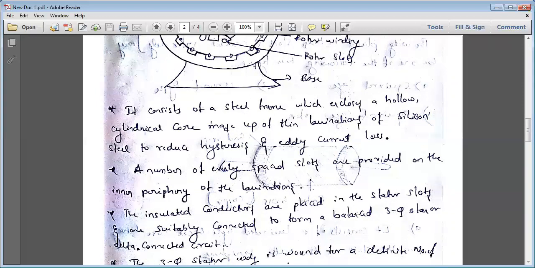Balanced means the phase angle between R and Y is 120 degrees, Y and B is 120 degrees, and B and R is 120 degrees. So that we can say it is a balanced three-phase winding. Star means it is connected in star format, that is, all three windings are connected to a common terminal, the neutral terminal. In delta, one winding is connected to the next winding, forming a closed loop, that is the delta type of winding.